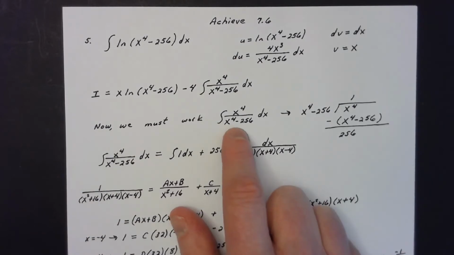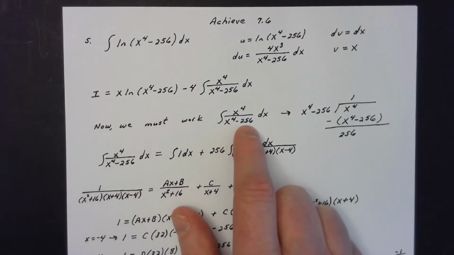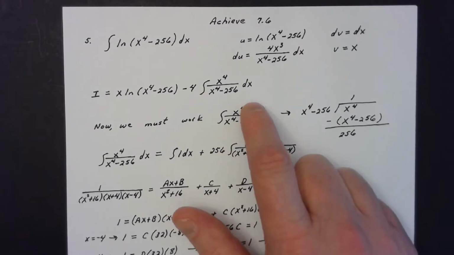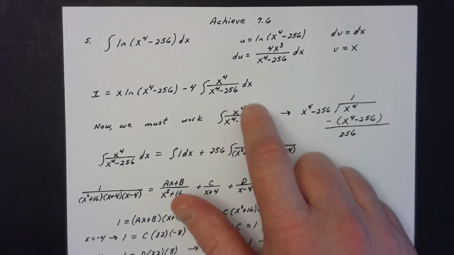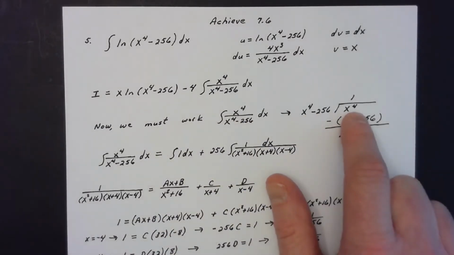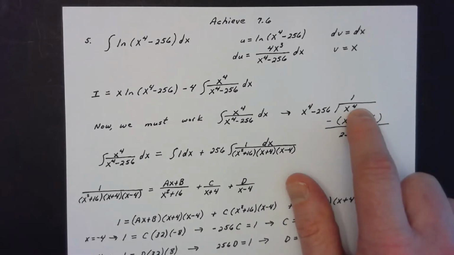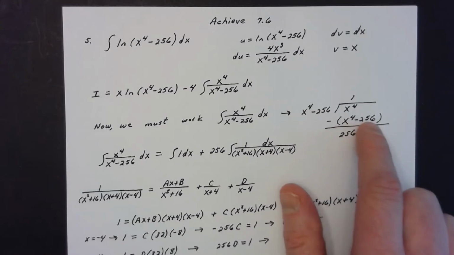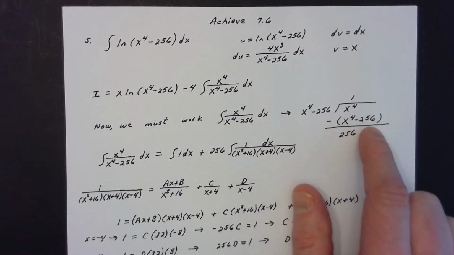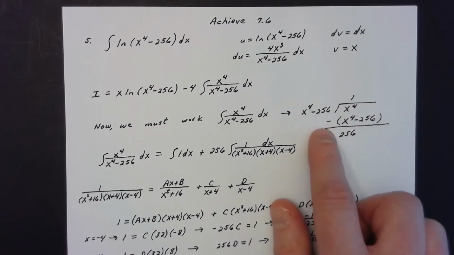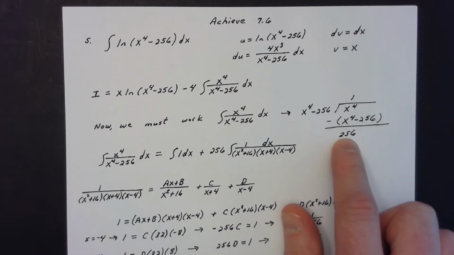Now we must work the integral of x to the 4th over x to the 4th minus 256. What you're supposed to remember here is that anytime the degree of the numerator and denominator are the same, or anytime the numerator is the same or greater degree, you have to use long division. So I divide that denominator into the numerator. Clearly x to the 4th only goes into x to the 4th one time. 1 times x to the 4th minus 256 is x to the 4th minus 256. But be careful you don't make a sign error there. We have to subtract that out. The x to the 4ths cancel, and we're left with a positive 256.